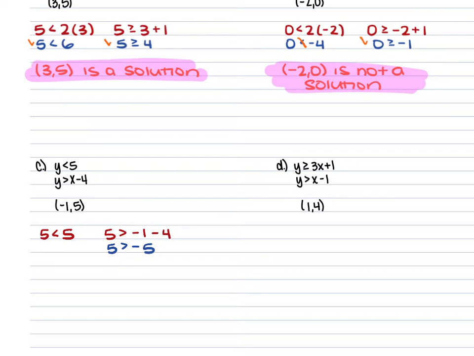So for these two, 5 is less than 5 is false. However, 5 is greater than -5 is true. So because that first one is false, -1, 5 is not a solution.